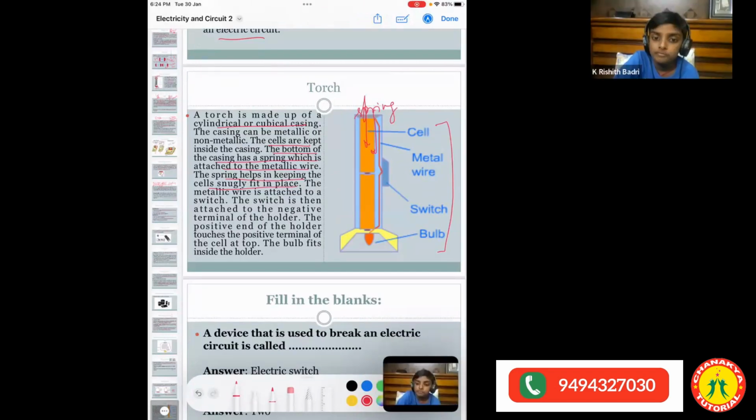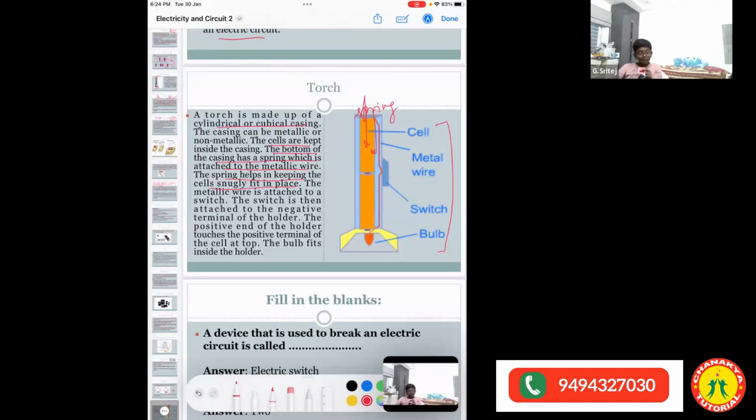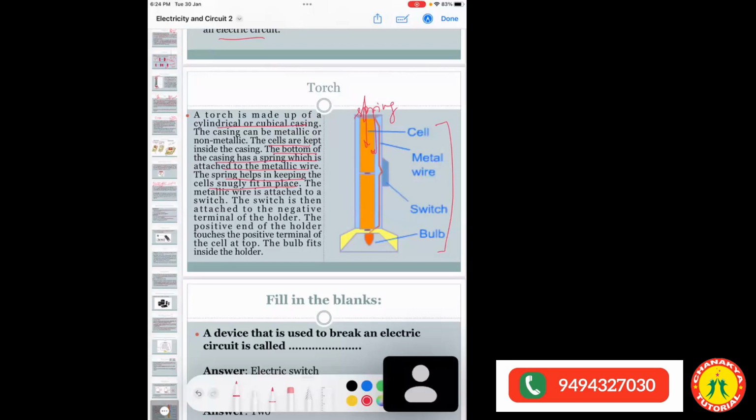Yes, ma'am. And that's what I told you before, ma'am, when you said carbon, yes, of a battery. Sorry, ma'am, you're not audible.